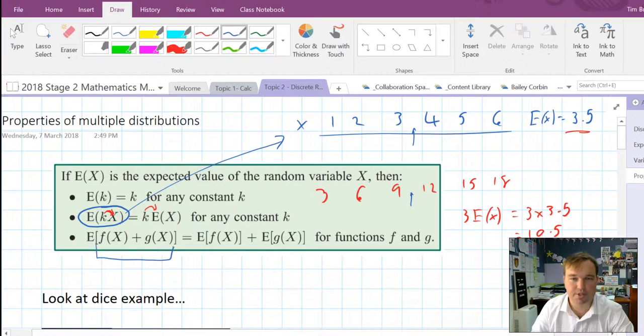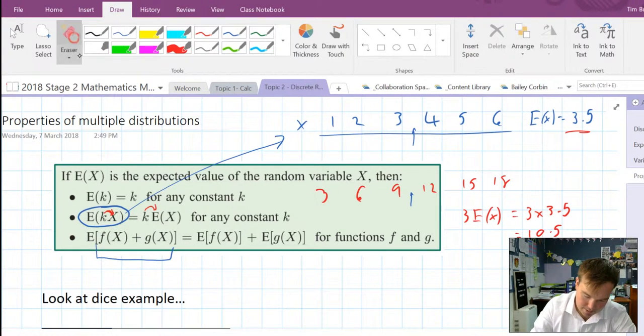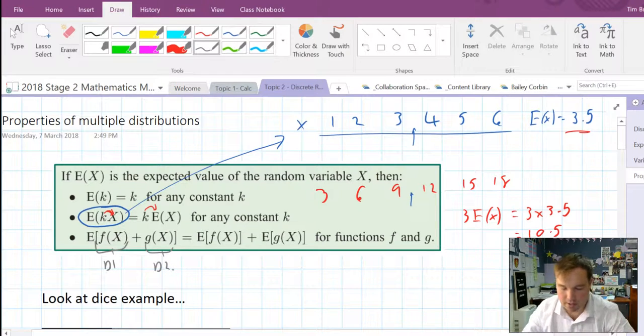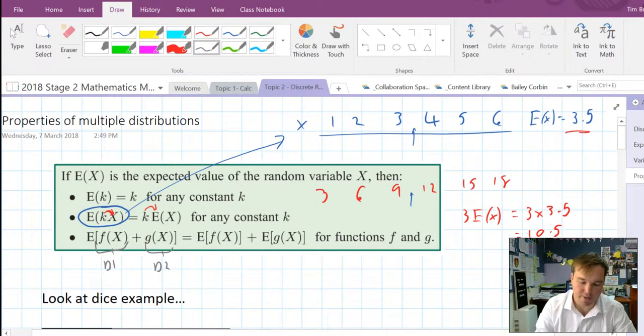If we have two distributions put together, let's think of this as dice 1 and dice 2. The expected value of dice 1 plus dice 2 is equal to the expected value of dice 1 plus the expected value of dice 2. Let's say they're both ordinary dice. The expected value of a sum of dice is equal to the expected value of one dice plus the expected value of the other dice. What that's saying is if you roll 2 dice and add them together, the expected value for that addition is 7.